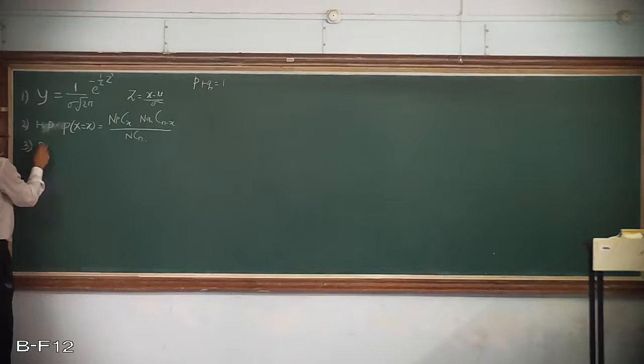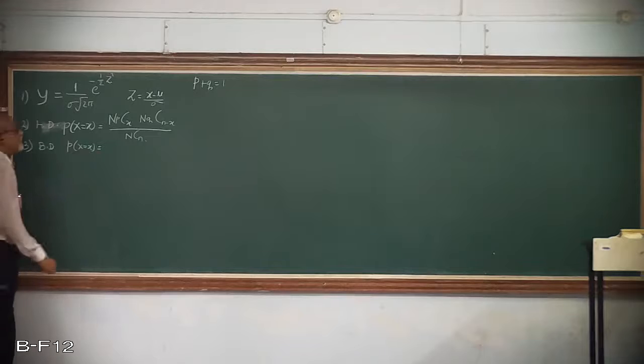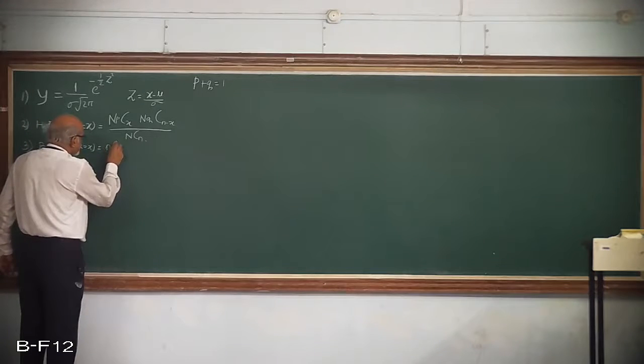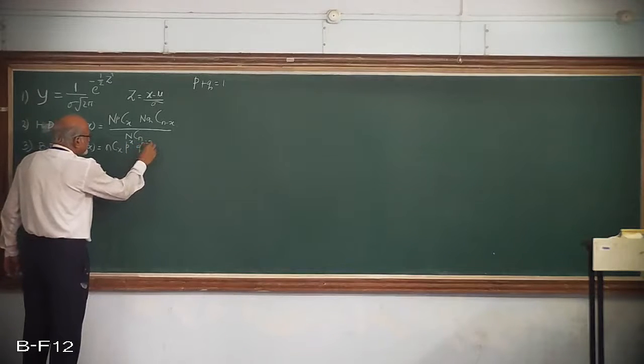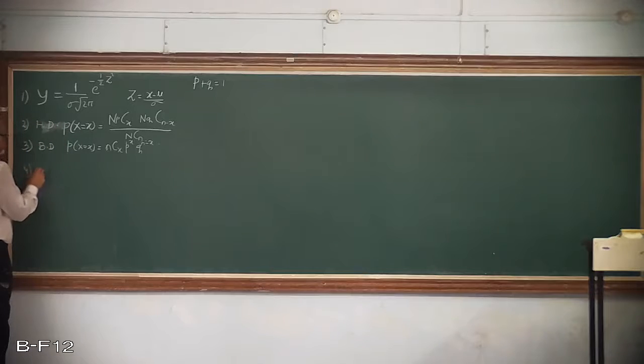Third, binomial distribution. Again, it will take a particular value x. This is given by NCx, P to the power x, Q to the power n minus x. Fourth one is the Poisson distribution.